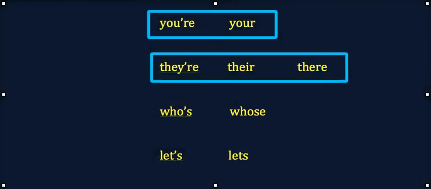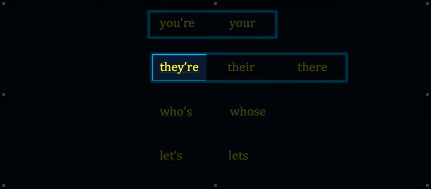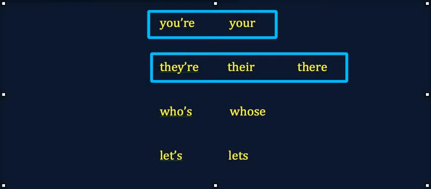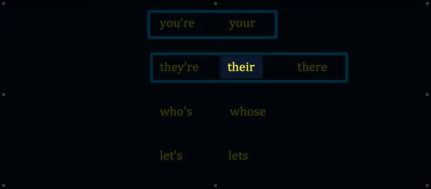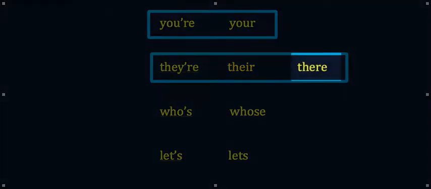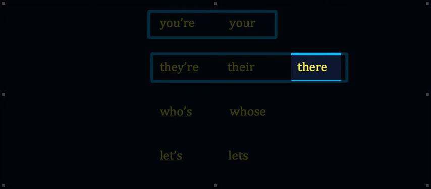Next group, there. They are, contracting it with an apostrophe, they're. They're going home. The next one is possession, their house. And the last one is direction, there, over there.